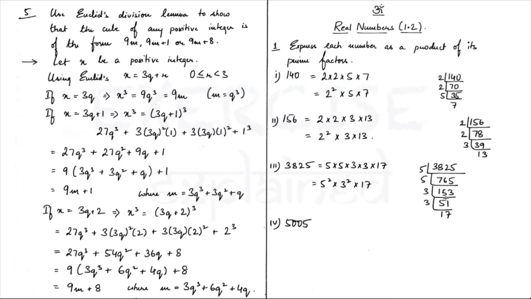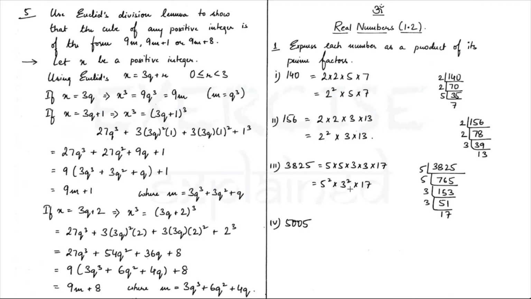Now again we check 51 for 3. So 5 plus 1 gives us 6. So 6 is divisible by 3. So we divide it by 3. And once we get it 3 here, 3 into 17 times. Now 17 is a prime number. So we can write 3825 as 5 into 5 into 3 into 3 into 17. Which can also be written as 5 square into 3 square into 17.